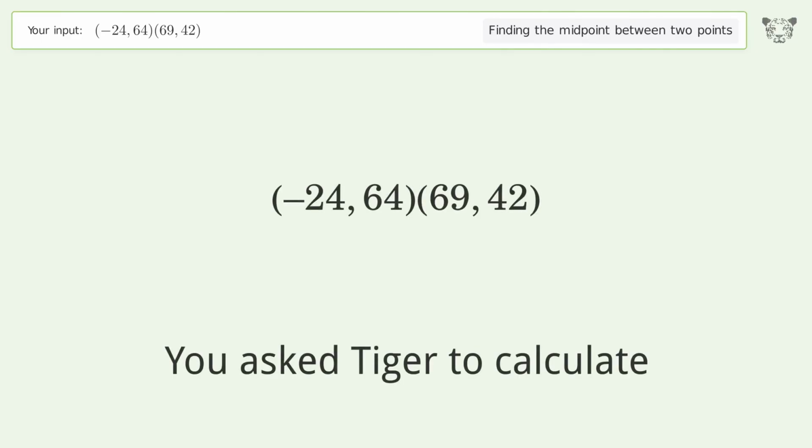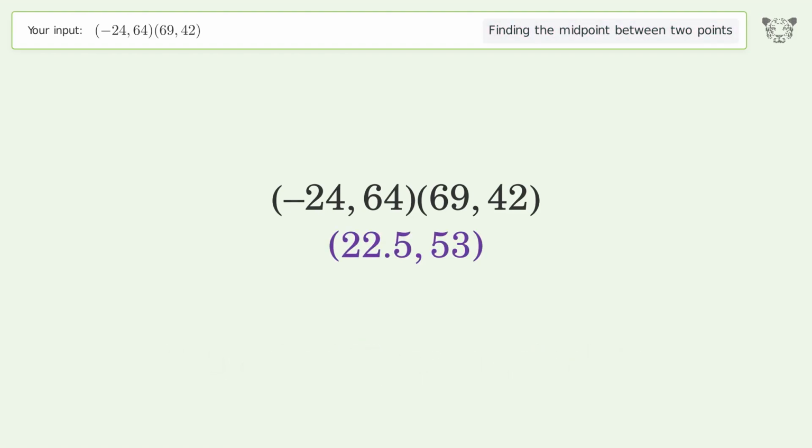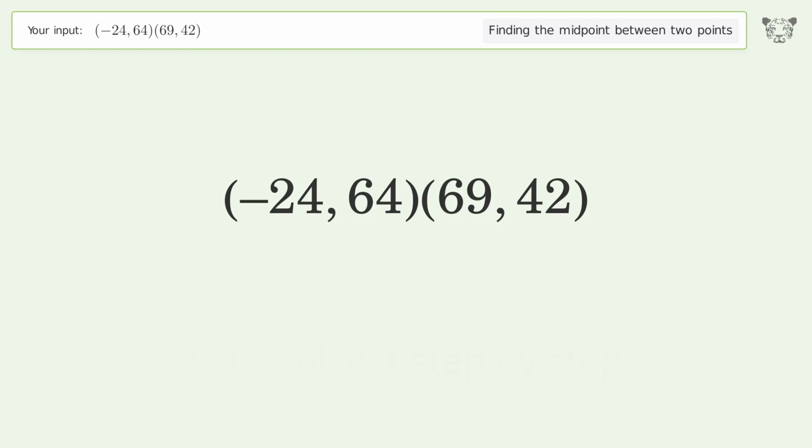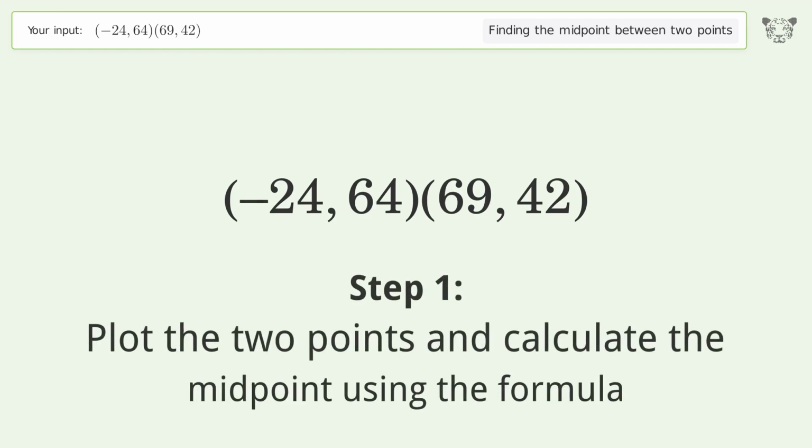You ask Tiger to calculate. This deals with finding the midpoint between 2 points. The midpoint between the 2 points is 22.553. Let's solve it step by step. Plot the 2 points and calculate the midpoint using the formula.